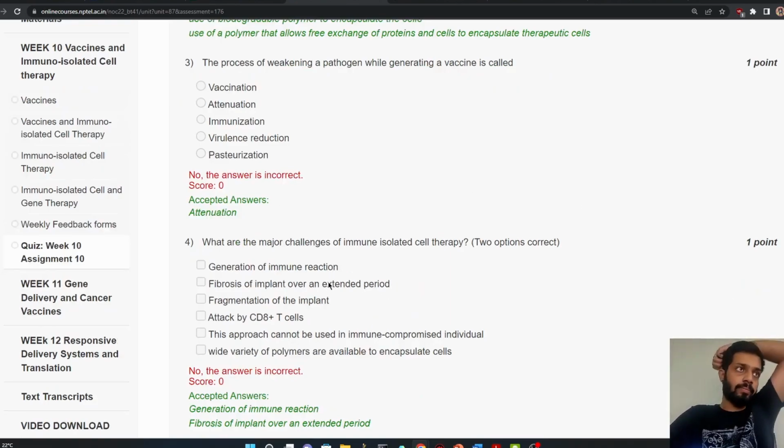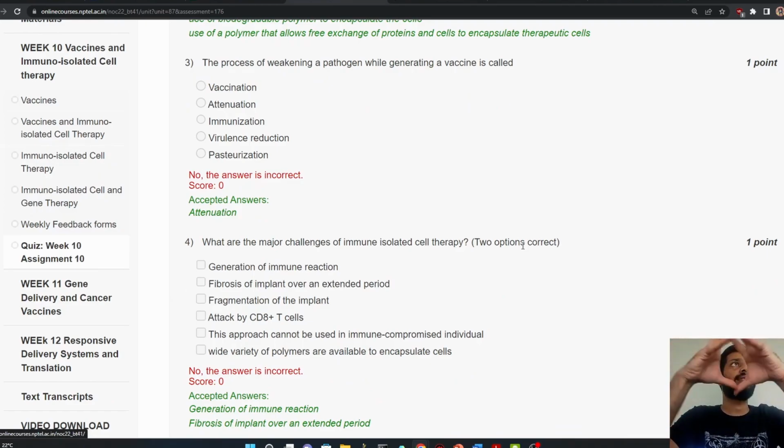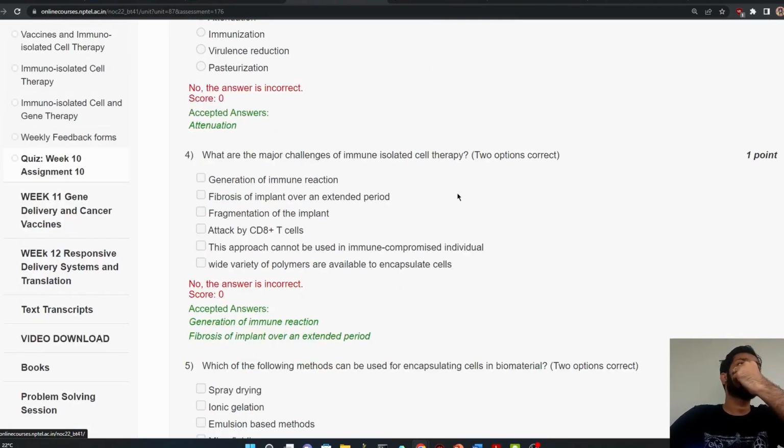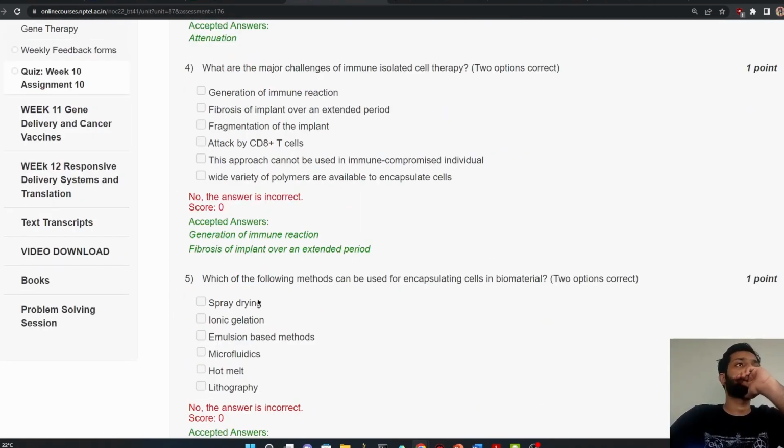Okay, so generation of immune reaction and fibrosis of implant over extended period of time are major concerns, right? Even if you're not able to generate immune reaction, well and good, but your non-biodegradable polymer is sitting there, which means it can attract a lot of proteins and cellular debris, right? So fibrosis is a major concern.